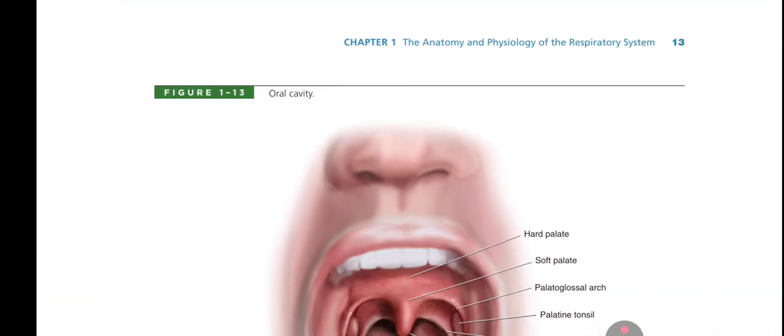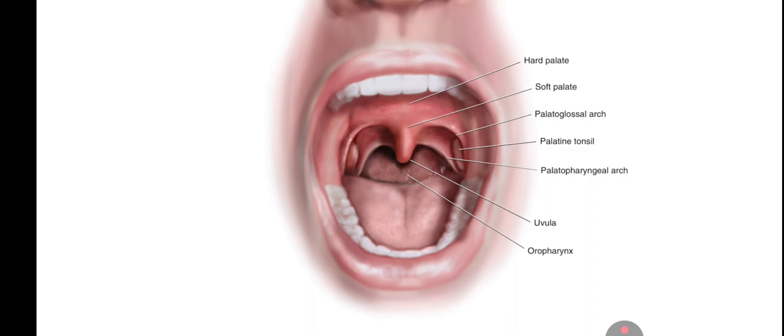Okay, so here we have the anatomy of our oral cavity. We have the hard palate, which is the palatine process of the maxilla, and the soft palate, and then if it extends backwards, it's with the presence of the uvula. The palatoglossal arch, the palatine tonsils, which are paired and are for immunological defense. The palatopharyngeal arch, which is farther back than the palatoglossal, and the oropharynx.